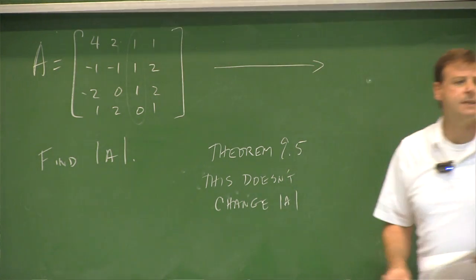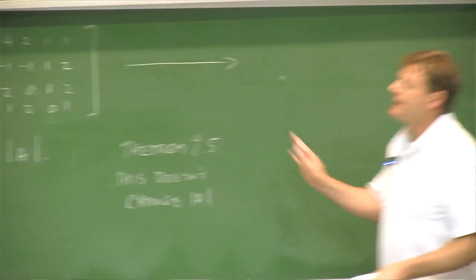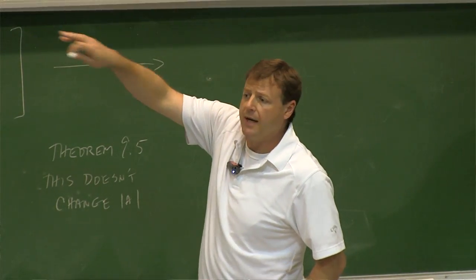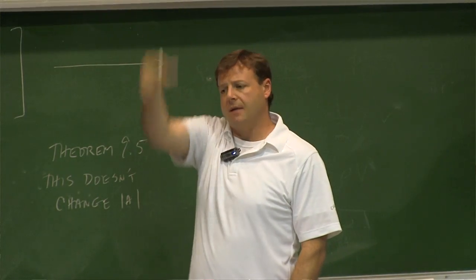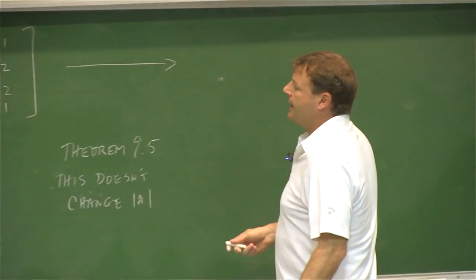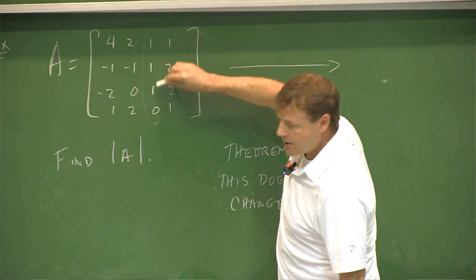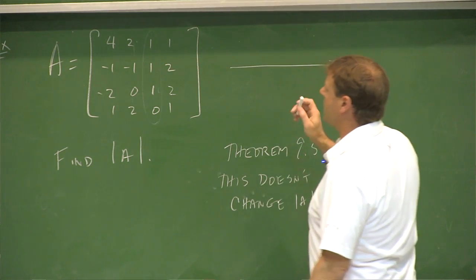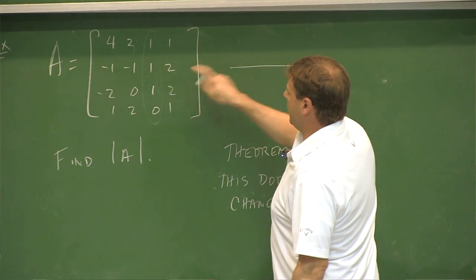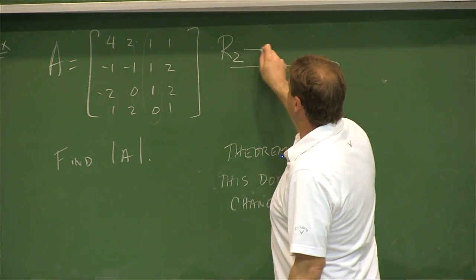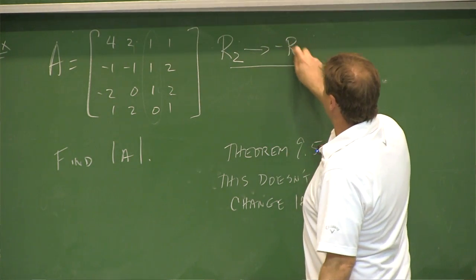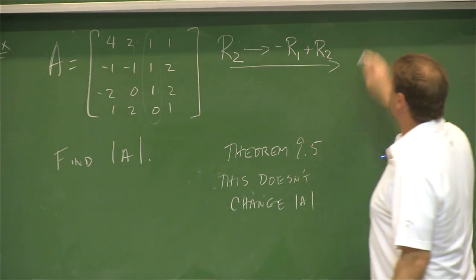So I might as well take a step to do some row reduction to get myself into that situation where I have a single non-zero thing and then 3 zeros. So let's get that. It won't take us much. We have to do 2 row operations just to get rid of those ones right there. So what am I going to do? I'm going to replace row 2 with negative row 1 plus row 2.